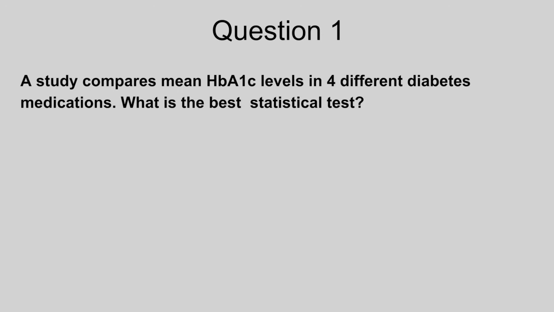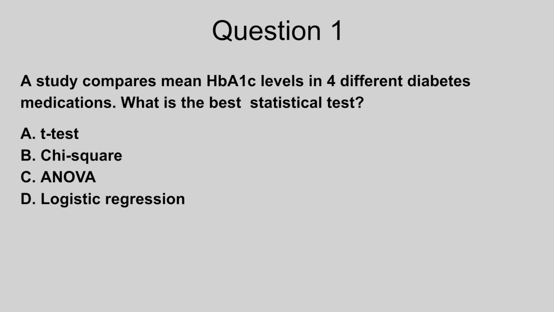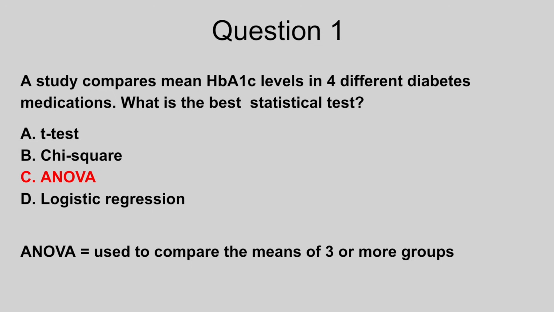we're going to have a study that compares mean HbA1c levels in 4 different diabetes medications. So what is the best statistical test? Is it t-test, chi-squared, ANOVA, or logistic regression? So it's ANOVA, because remember, ANOVA is used to compare the means of 3 or more groups. If it was just 2 groups, you can use the t-test.